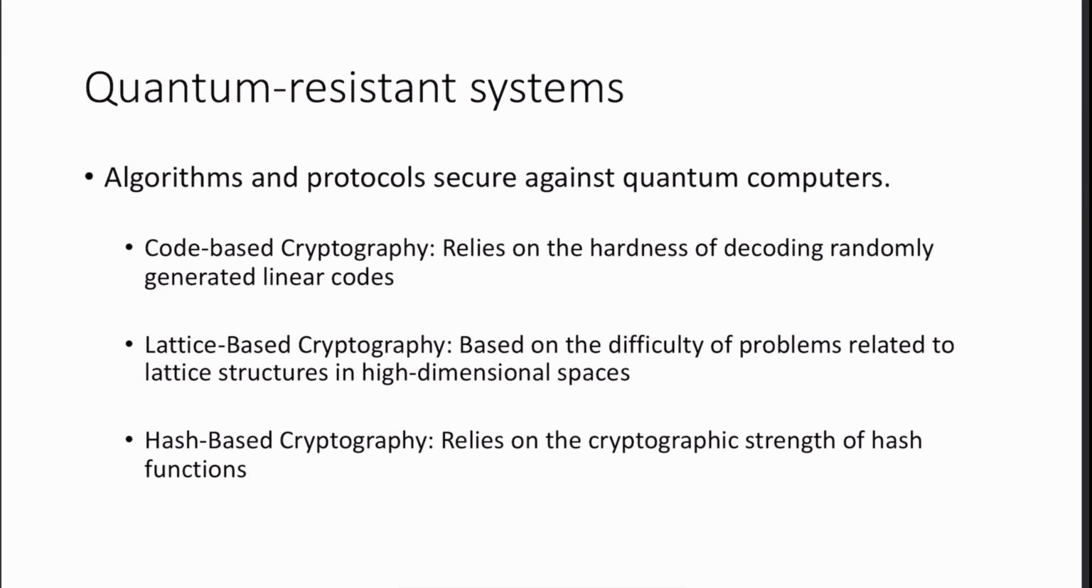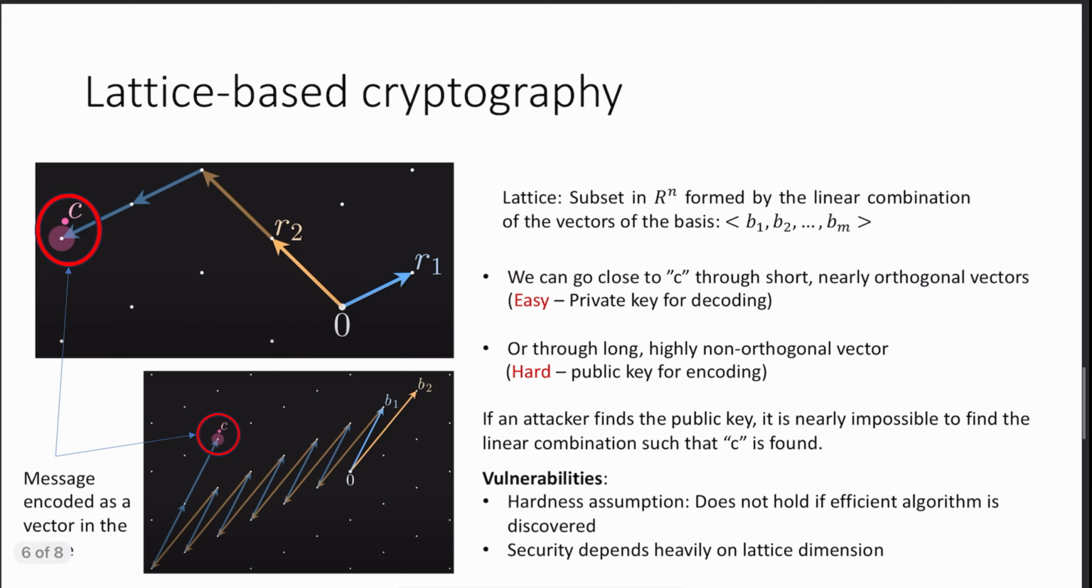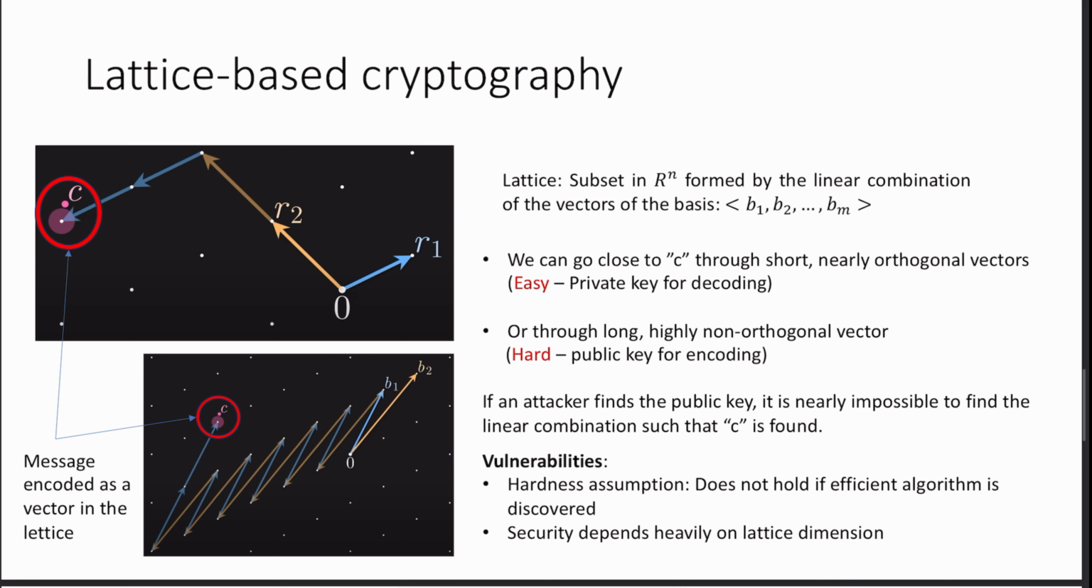Now we have different types of quantum resistant systems depending on the working principles. So we could have code-based cryptography, lattice-based cryptography, hash-based cryptography, and even more. So let's see in depth the lattice-based cryptography, to give an example of how it works.